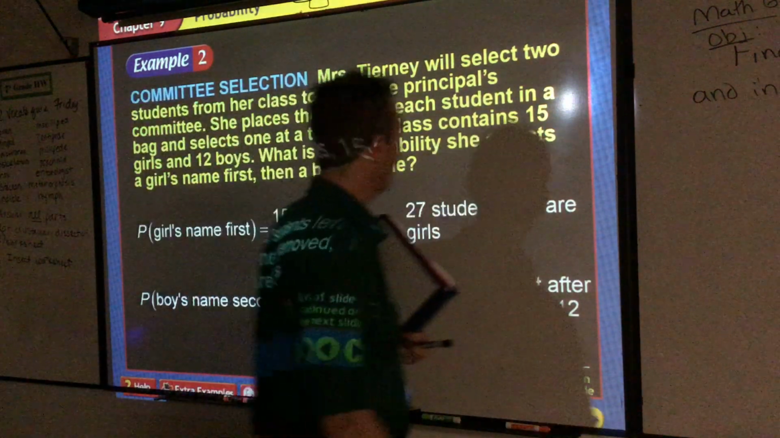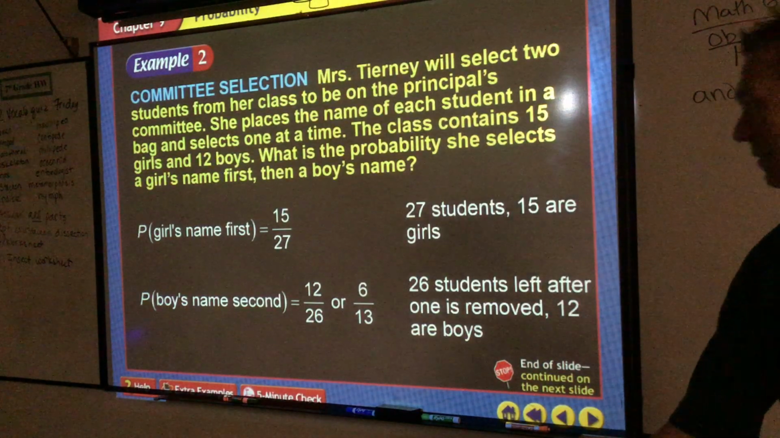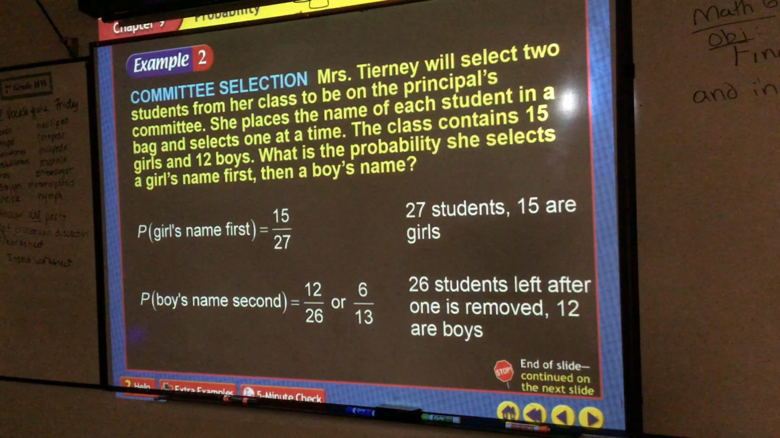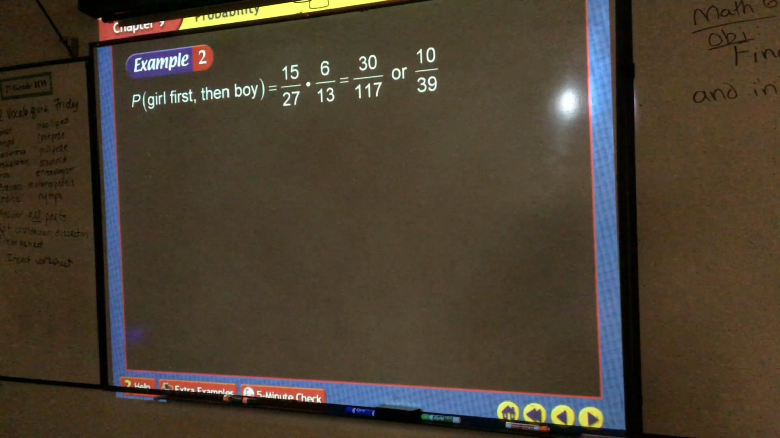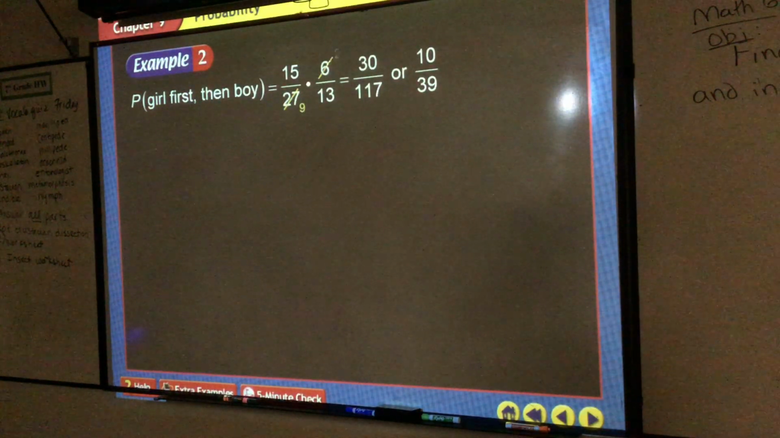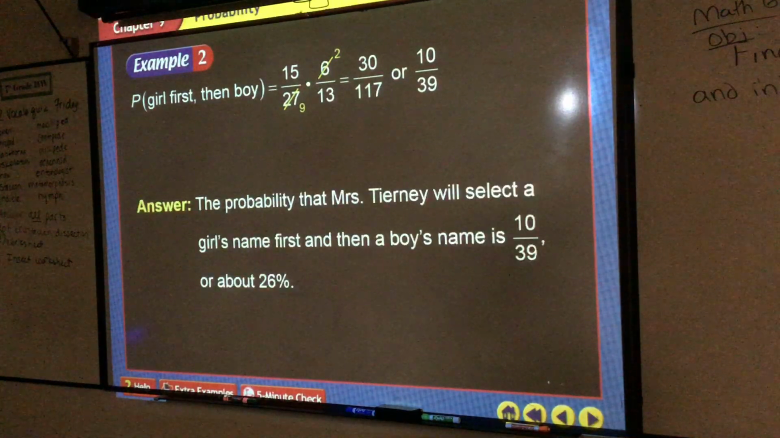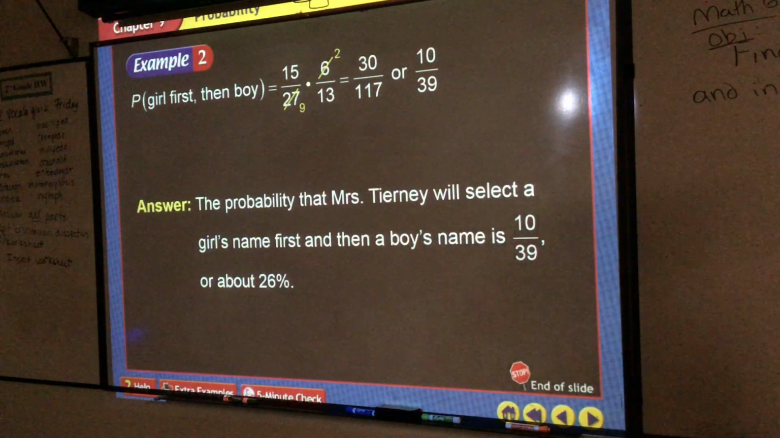So you have the girls' first name, 15 out of 27. You have the boys, 6 out of 13. You move forward. 15 over 27 times 6 over 13. You cross reduce. And you get 10 over 39.